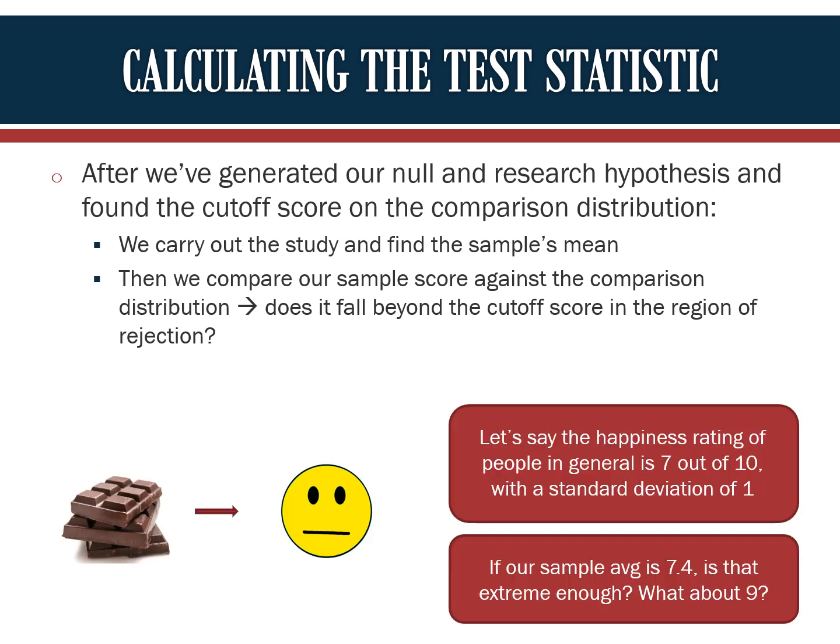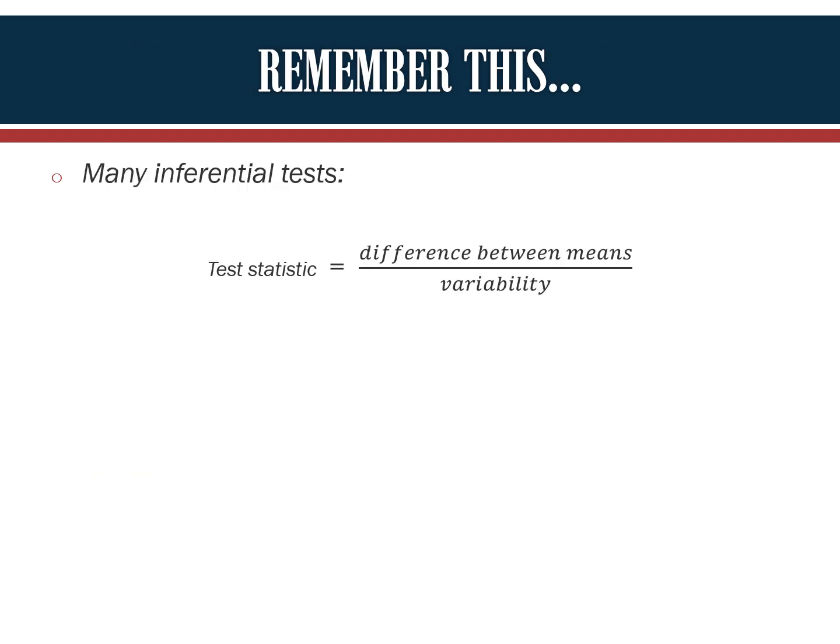So if you think about our chocolate and happiness example, right, where we happen to know that the happiness rating of people in general is 7 out of 10, with a standard deviation of 1. If our sample average is 7.4, is that extreme enough, right? What about a 9? This step of the process is where we actually find that out. We give the chocolate to our sample, we record all of their happiness ratings after eating chocolate, we find the average of their happiness ratings, and then we get to decide where that falls on our comparison distribution, the distribution of means. Does it fall with everybody else, in which case chocolate doesn't seem to have an effect, or does it fall out in our tails beyond the cutoff score, in which case, well, great, looks like chocolate does have an effect.